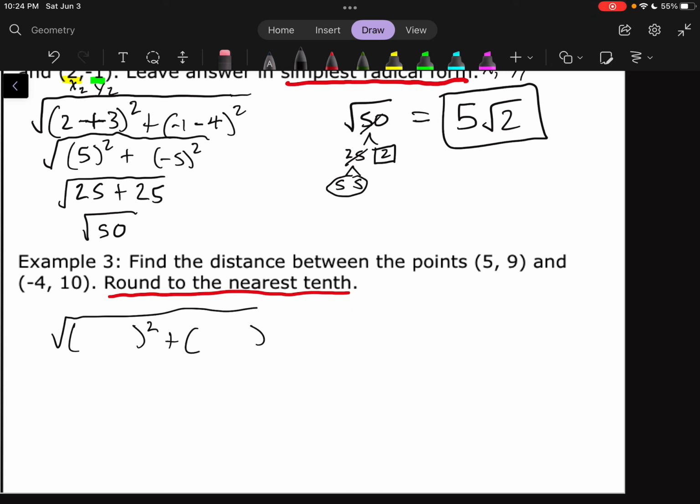Remember, you can always write this part in. That part's never going to change. x1, y1, x2, y2. So x2 minus x1, negative 4 minus 5, and then y2 minus y1. That is going to be 10 minus 9.